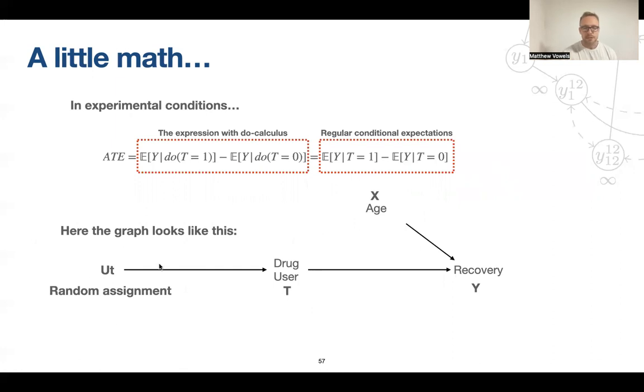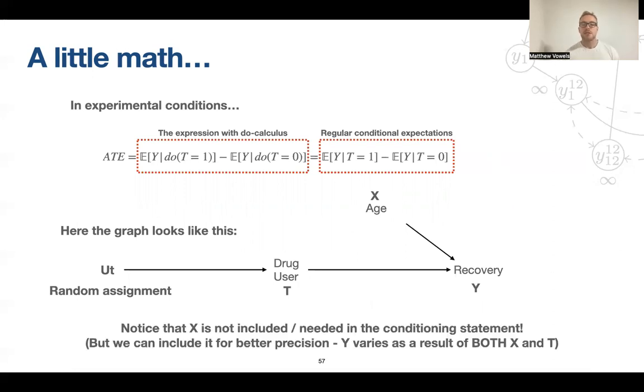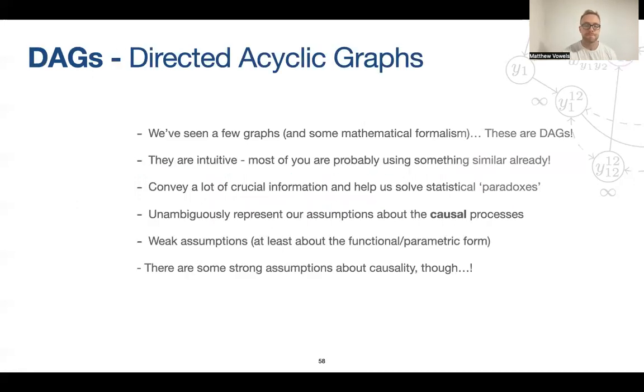So here's that random assignment expression here, UT being some exogenous noise. You could model that, say, with a Bernoulli distribution, with a probability of 0.5 of being in the treatment group or in the control group. And notice that I didn't include X in the conditioning statement here. It's actually worth including X, though, because it can improve your estimation of the effect of treatment on recovery.